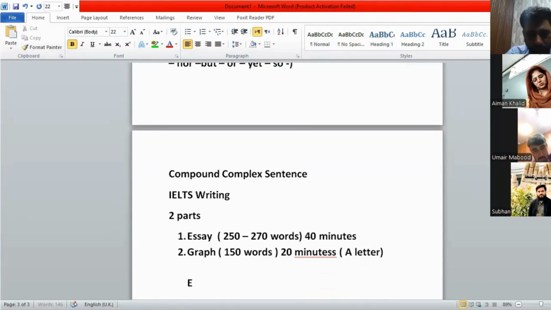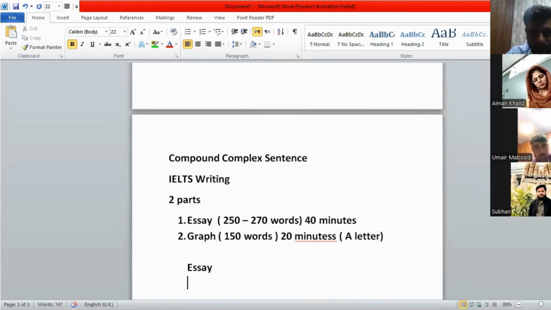Now, you should know about essay. Yes. In general, in IELTS, at the place of graph, a letter should be written. And the topic would be given by the British Council, right? Yes.